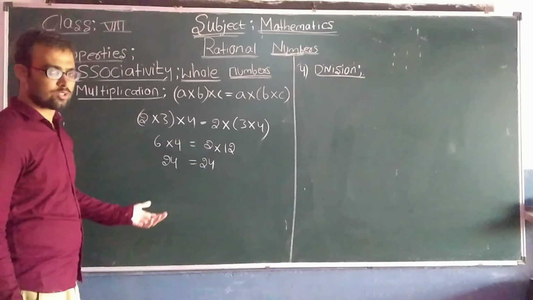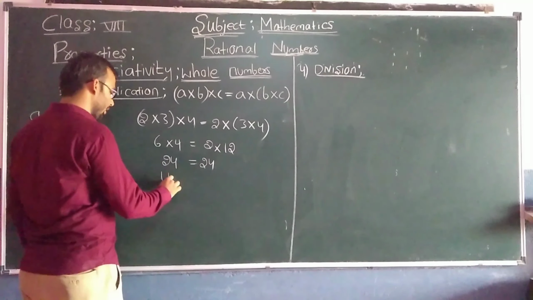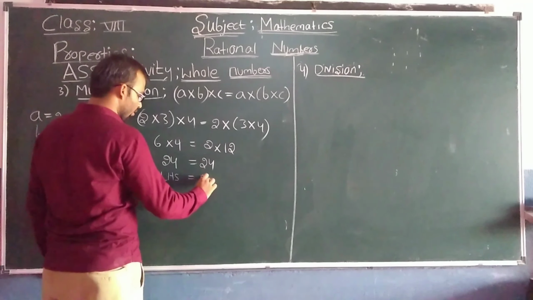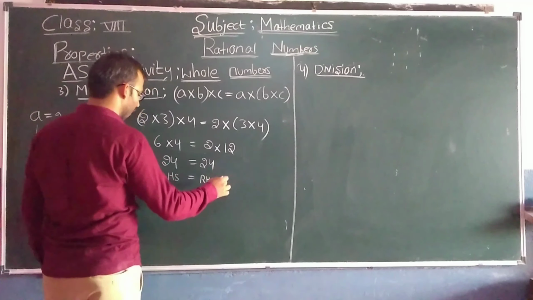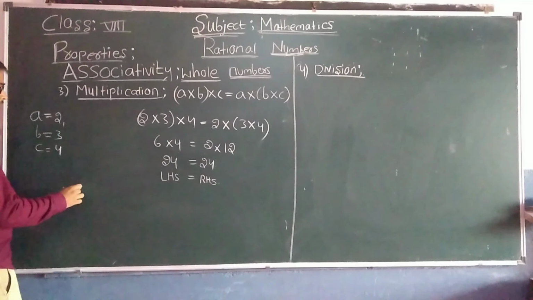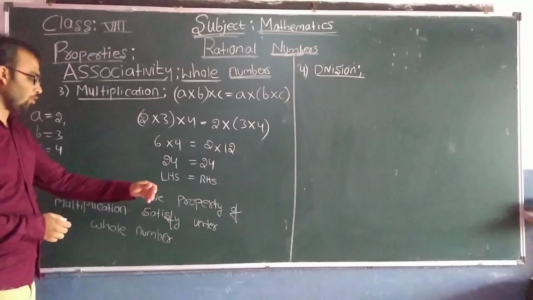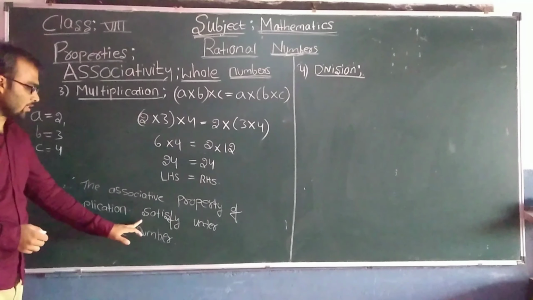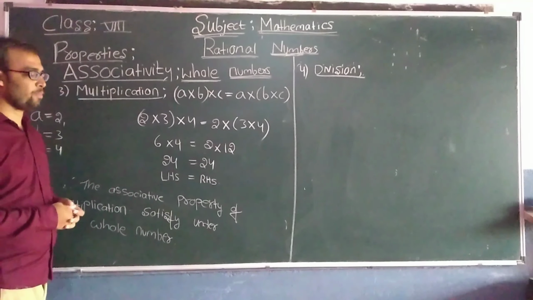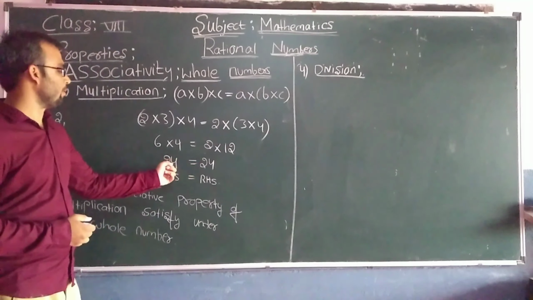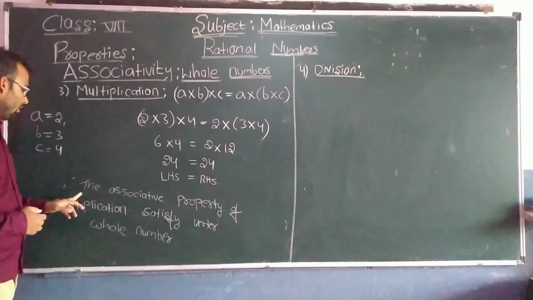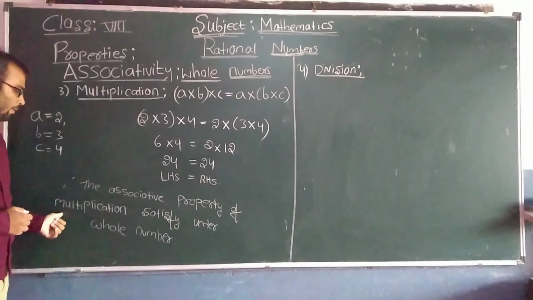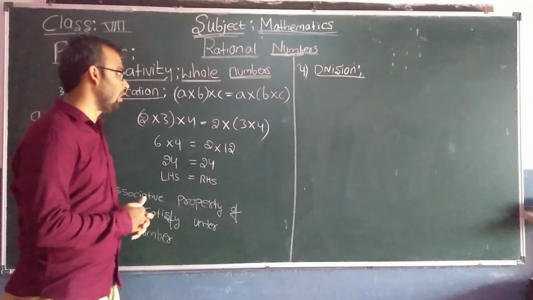Look at here, these two are equal. So LHS equals RHS. We can write that the associative property of multiplication is satisfied under whole numbers. Why? Because we are getting the same numbers on both sides.